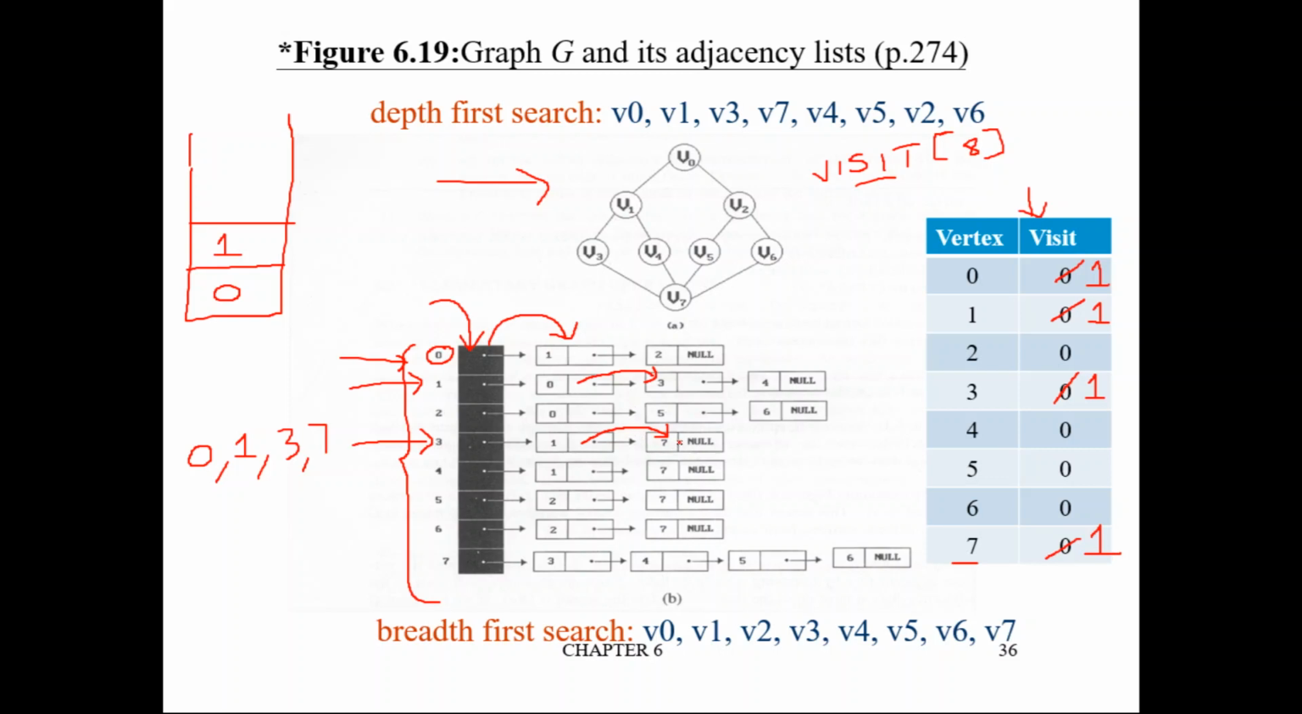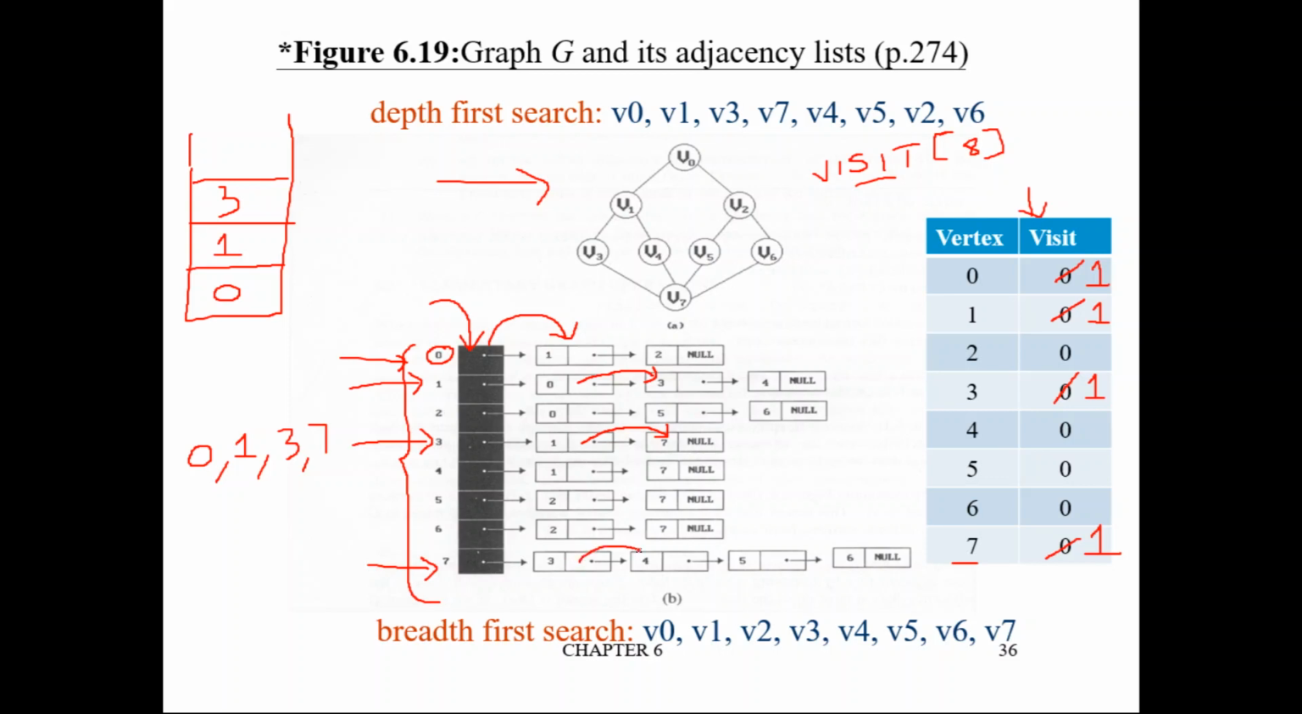Now what should we do? Now we should jump to 7, to the adjacency list position 7. But before jumping, you should push what? 3 to the stack, because we are jumping from where? 3. So push 3 to the stack and then jump. So now the control goes to 7. 7 is visited. 7 is pointing to where? 3. Is 3 visited? Check the visit array. Yes, it is visited.